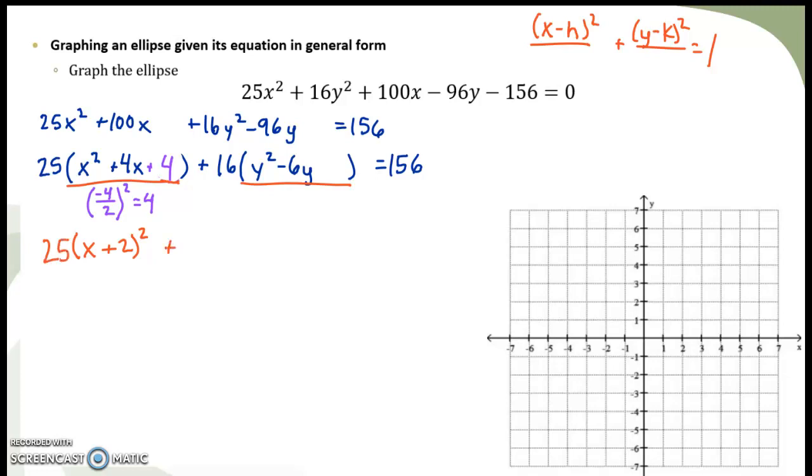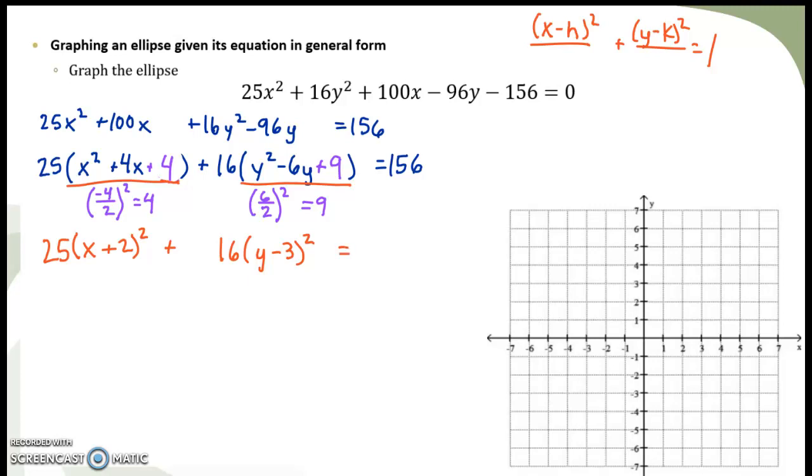Okay, I do something very similar here. I need to add negative b over 2a on the end. Negative b is 6 over 2a, which is just 2, and then I square that. So 6 divided by 2 is 3, and then squared, so I'm going to add 9. So this piece becomes 16 times y minus 3, and then squared.